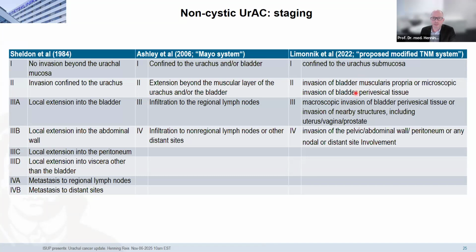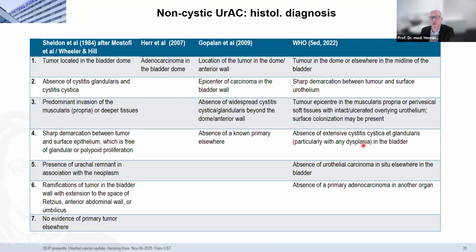This would be T1 here, invasion of the bladder muscularis propria or perivesical tissue is pT2A and B and 3A. The macroscopic invasion and also invasion of nearby structures would be T3B and 4A, and this stage, invasion of the pelvic or abdominal wall, peritoneum, or any nodal or distant involvement, would be T4 and then N1.